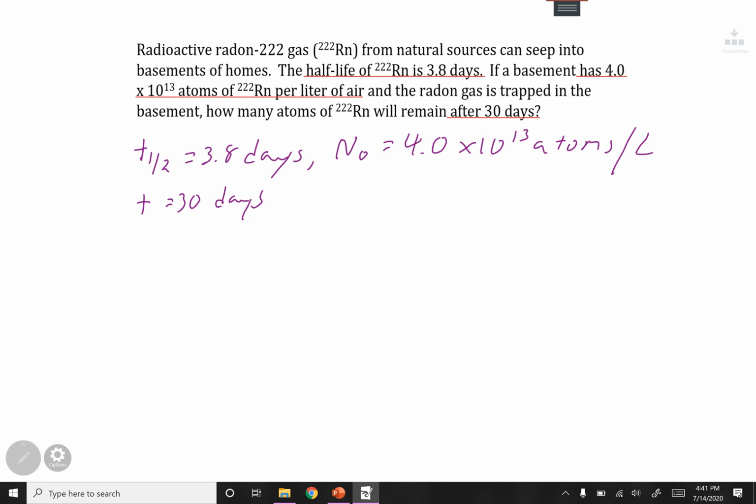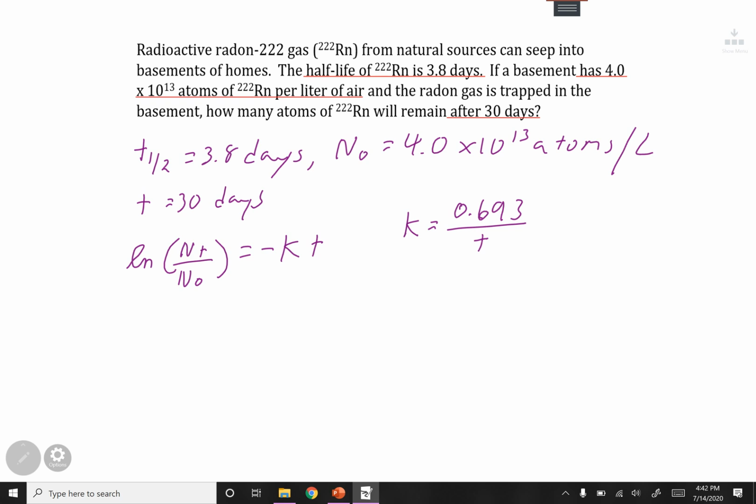So from this, we have to use the equations I just showed you. We know that the natural log of n t over n sub naught is equal to minus k times t. And we know that k is equal to 0.693 over t.